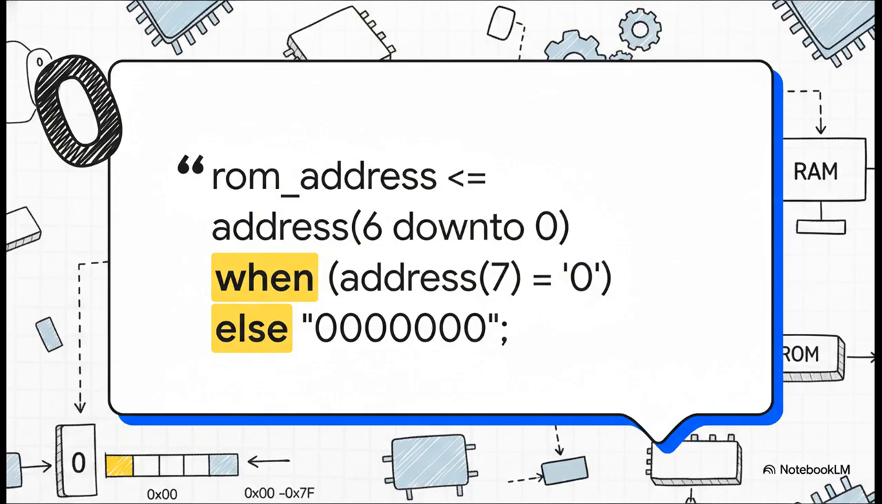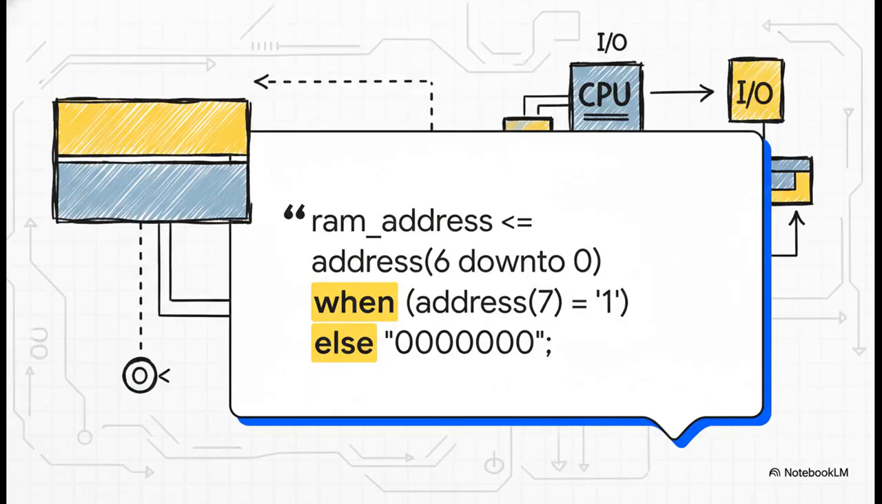Any address from 0x0 all the way to 0x7F has that bit set to 0. So if this little piece of logic sees a 0 in that spot, it knows instantly this is for the ROM, and it passes the rest of the address along. And you guessed it, the opposite is also true. If that first bit is a 1, the request has to be for the upper half of our memory map, anywhere from 0x80 to 0xFF.